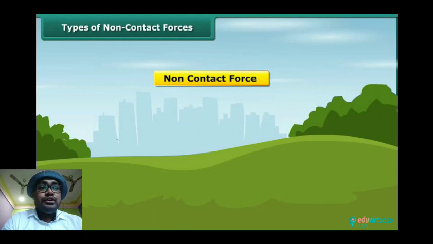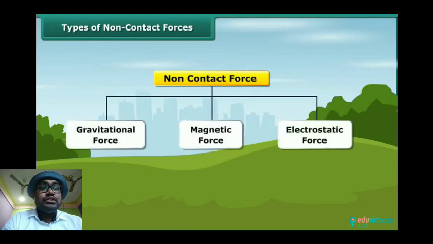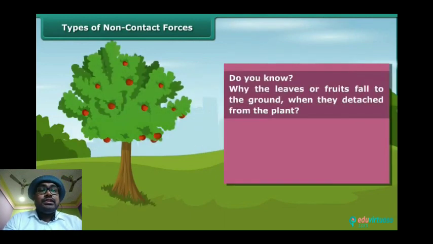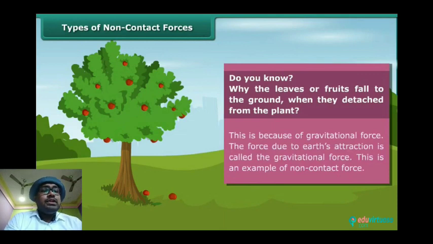Then comes the types of non-contact forces. There are three types of non-contact forces: gravitational force, magnetic force, and electrostatic force. Do you know why the fruits and leaves fall to the ground when they detach from the plant? This is because of gravitational force. The force due to Earth's attraction is called the gravitational force. This is an example of non-contact force.